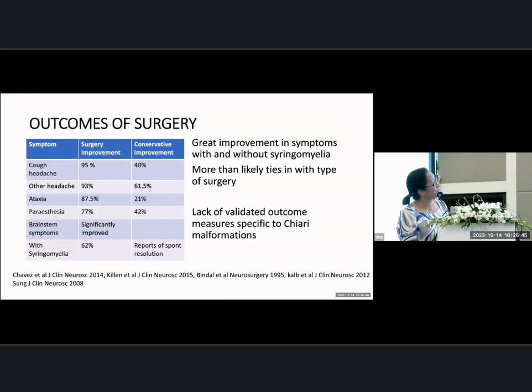So the outcomes of surgery, generally there are great improvements of symptoms with and without syringomyelia, and this more likely ties, in my mind, with the type of surgery that's performed. So usually the headaches and paresthesias, they all improve with surgery usually, but there is also an element that can improve with conservative management only. There is still a lack of validated outcome measures specific to Chiari, so a lot of it is your own experience and subjective opinion of what your outcomes are with surgery as to whether you continue on doing what you're doing.